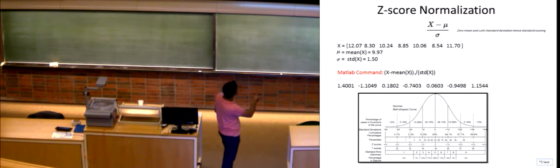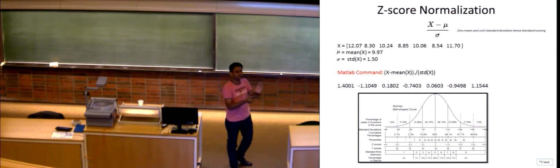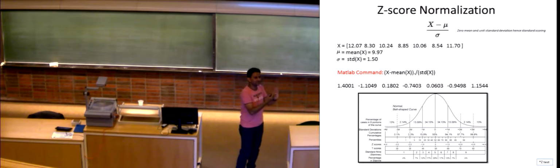Let's see, what was the average? The average value was 9.97, and this 11.7 is more than the average, so it comes on the right-hand side of the mean value, and it got a positive value. Those which are less than the mean, let's say this 8.54, get a negative value. So it introduces information about how symmetric your data is across the average value.